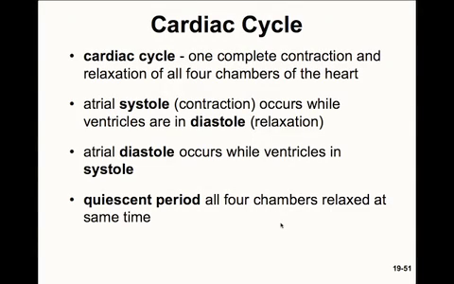In this section, we'll examine blood flow, the sounds that the heart makes, and the cardiac cycle as a whole. The cardiac cycle is one complete contraction and relaxation of all four chambers of the heart. Atrial systole, or contraction, occurs while the ventricles are in diastole, and atrial diastole occurs while the ventricles are in systole. And this is very important in order to get blood to circulate through the heart in the way that it needs to. There's a quiescent period where all four chambers are relaxed at the same time.